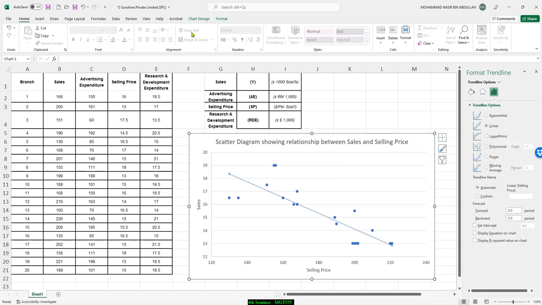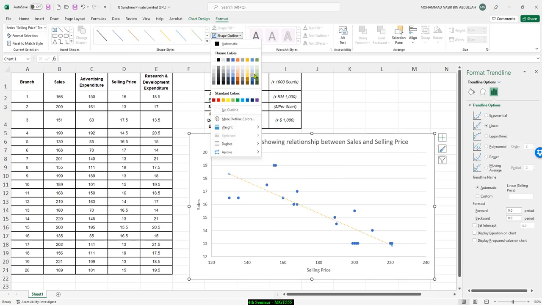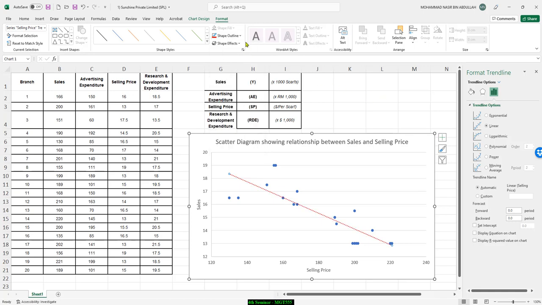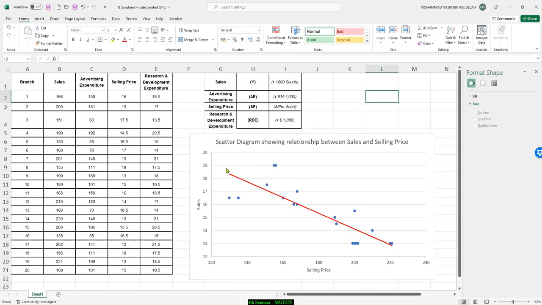So you boleh change the color if you like. Shape outline, let's say color merah, right? So I want a straight line without dash, right? So I clearly can see there is a decreasing trend, and I can say that there is a negative correlation between sales and selling price.